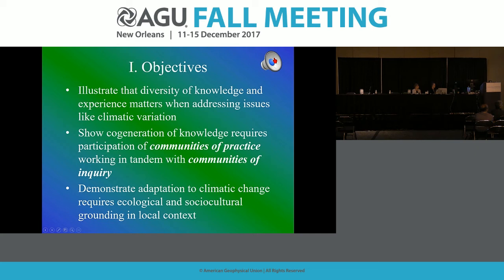Therefore, what I would like to illustrate is that diversity of knowledge and experience matters. No one particular type of expertise is sufficient when addressing challenging issues such as climatic variation. Then I would like to show that this co-generation of knowledge requires participation from a community of inquirers, such as biophysical scientists, social scientists, and the humanities, as well as communities of practice, such as the farmer, the herder, the fisher, the orchardist, the hunter, and so on.